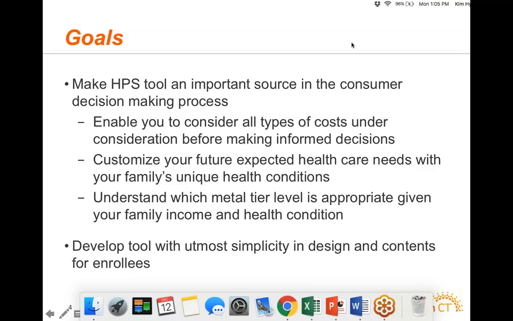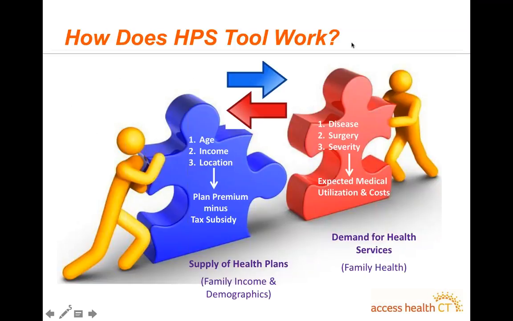There are two components that consumers ideally should bring to the table before making a choice. Which health plan should I buy? Which metal tier should I buy? Should I buy a bronze plan or a silver plan or a gold plan? So there are two sides in making the decision.